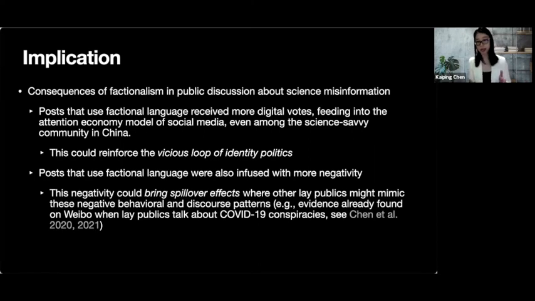And there is already evidence found on other social media platforms in China, like Weibo, where the public is less science-savvy, that when they talk about COVID-19 conspiracy, they also use a lot of negativity and group identity language. So there could also be this kind of spillover effect when the information flows from this science-focused community to other, more lay public communities.